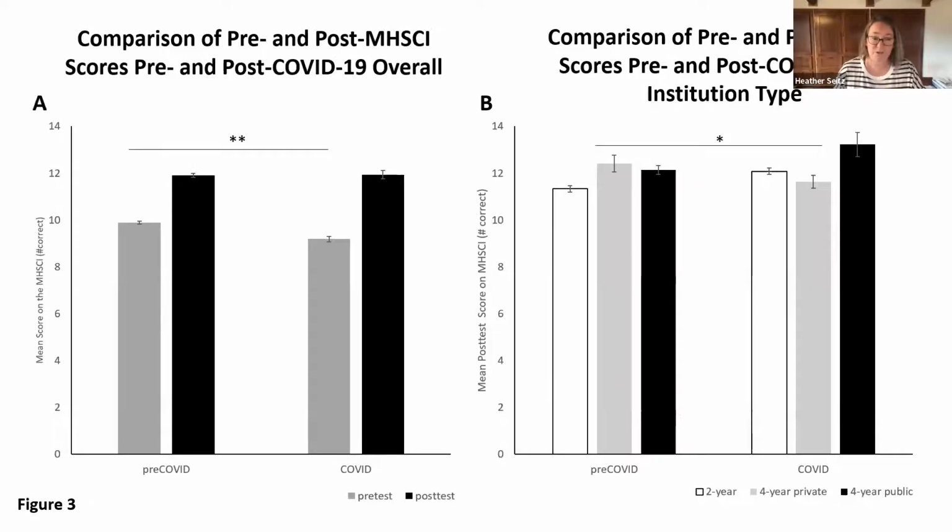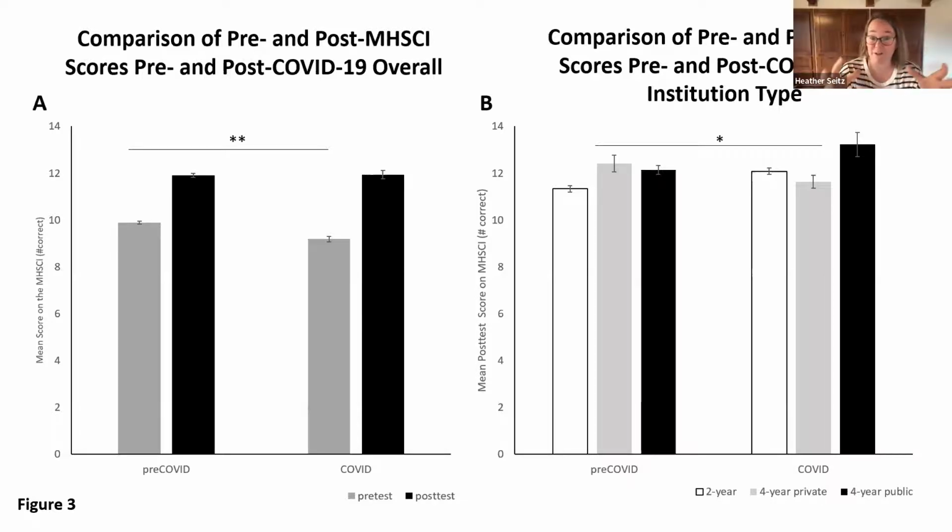All right, so for figure 3, we wanted to say, okay, this is what has happened in the classroom. We wanted then to look and see what were the scores, the learning gains that we see on this instrument. And so we looked at a comparison of the pre and post MHSCI scores. We can see that the number of items on the test is 23 items.